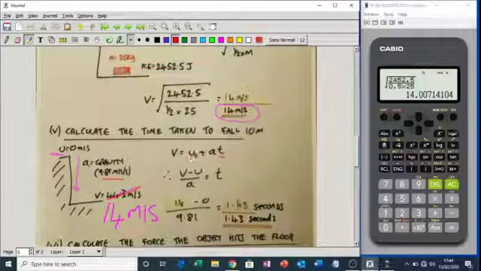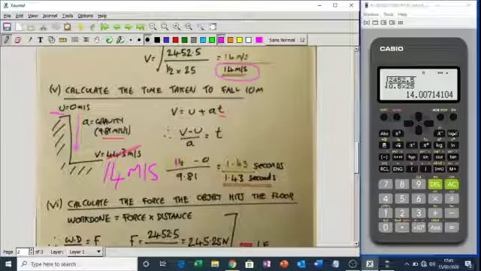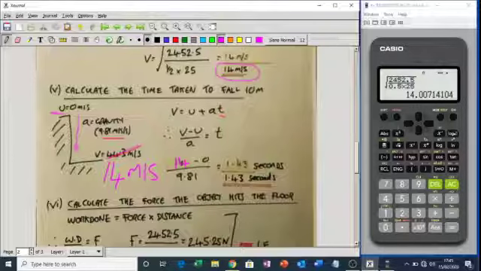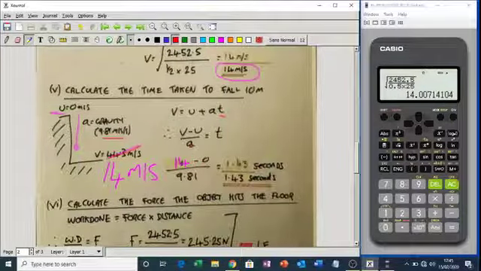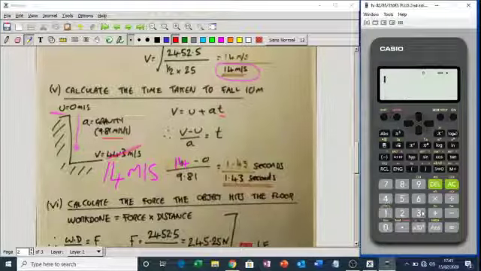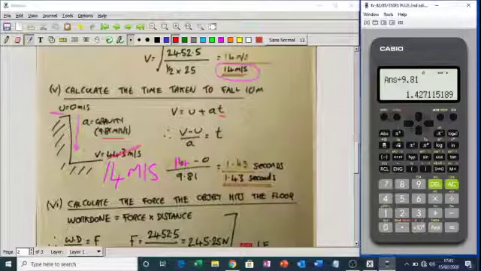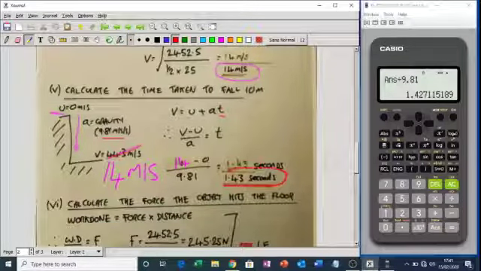Rearrange that formula, bring the U across, and divide it by A. V minus U over A is T. So V is 14. U is 0. Acceleration due to gravity is 9.81. So obviously 14 take away 0 is 14. Divide by 9.81 gives us the time, which is 1.43 seconds. So 1.43 seconds to fall that distance.